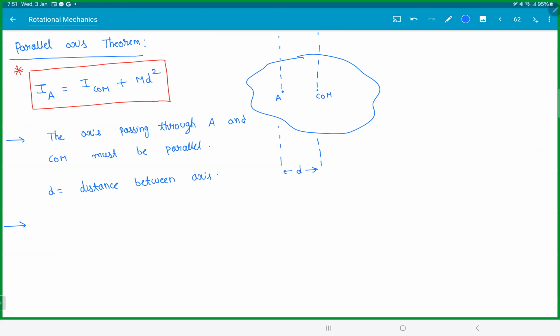Same way, if you observe here, moment of inertia about A is always that about the center of mass plus something. Then who is minimum? Center of mass. So among all the parallel axes, if you draw parallel lines, the one passing through the center of mass has the least moment of inertia. That means it is easiest to rotate about the center of mass than any other parallel axis. The axis through the center of mass has minimum moment of inertia.